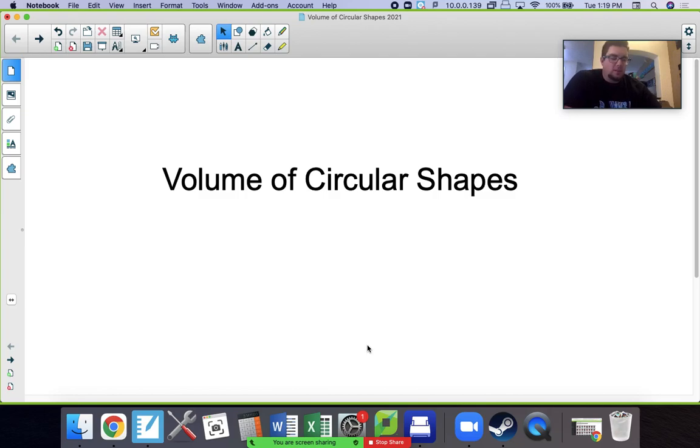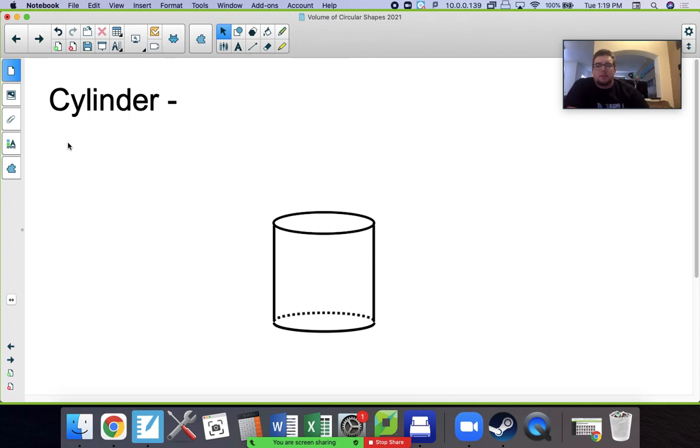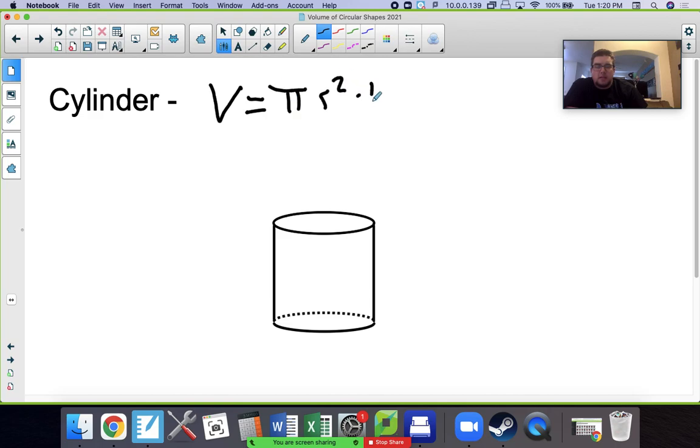Volume of our circular shapes. So we're going to look at a few examples of each. First one, cylinder. We find the volume, pi r squared times the height.